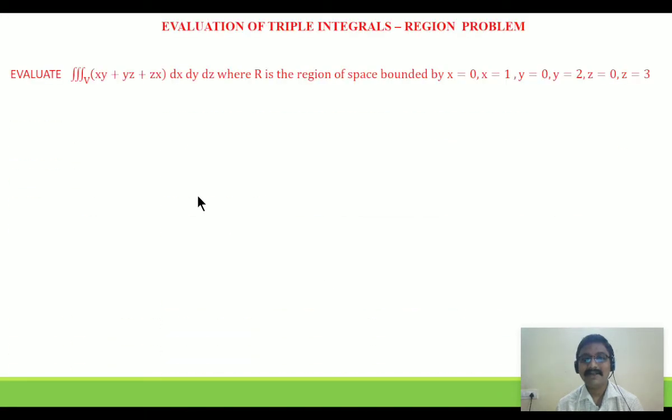Evaluation of triple integrals, region problem. Evaluate the triple integral over V of (xy + yz + zx) dx dy dz, where R is the region of space bounded by x is 0, x is 1, y is 0, y is 2, z is 0, z is 3. So here R, the region, is given. The volume region is bounded with six surfaces. Now we have to evaluate this triple integral.